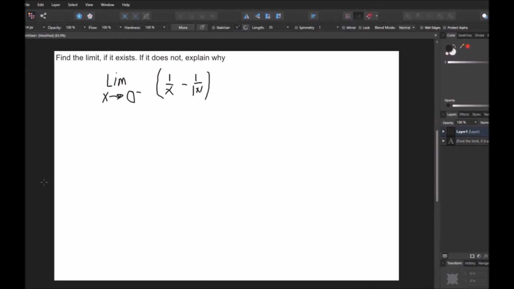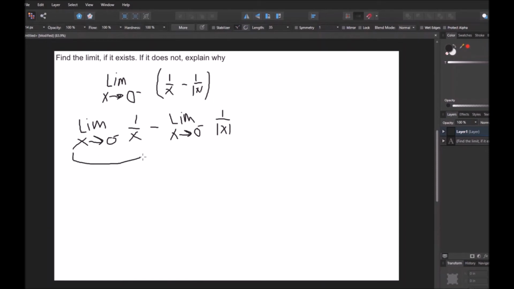Okay, so in this next problem, we're once again asked to find a limit if it exists, and if it does not, explain why. Our limit this time is the limit as x approaches 0 from the left of 1 over x minus 1 over the absolute value of x. Now to understand this one, I'm actually going to separate the two limits. From our properties of limits, we can separate this subtraction into the limit as x approaches 0 from the left of 1 over x minus the limit as x approaches 0 from the left of 1 over the absolute value of x.